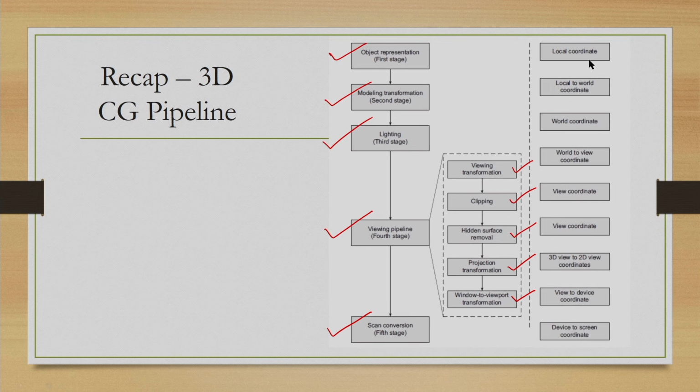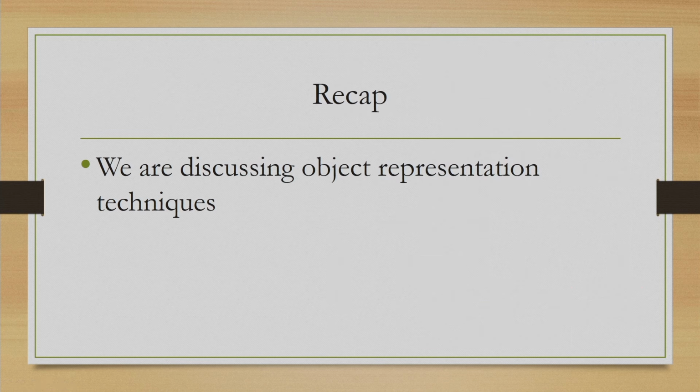And these stages take place in different coordinate systems, starting from the local or object coordinate system, transitioning through world coordinate, view coordinate, device coordinate to finally the screen coordinate system. Now, among these stages, we are currently discussing the first stage, object representation techniques.